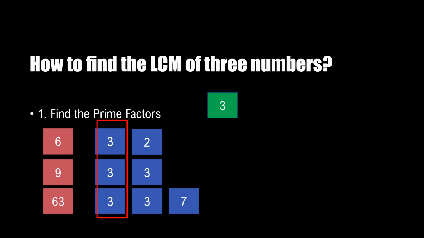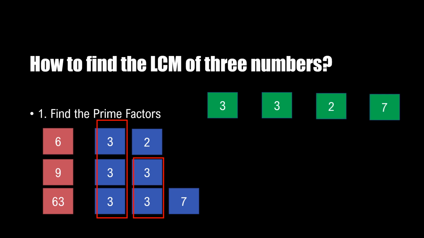Is 3 common in any other numbers? Yes, it is common between 9 and 63. So we circle it and we write down 3. Are there any other numbers which are common in more than one number? No. So we write down the numbers that are not common: 3, 3, 2 and 7.